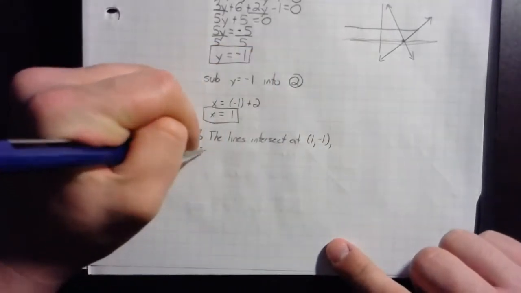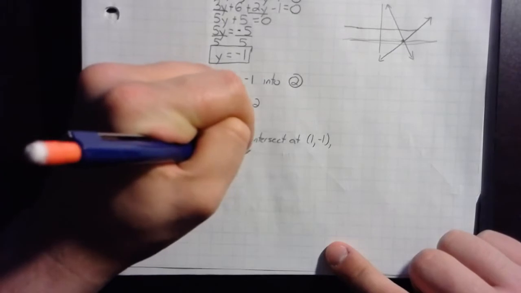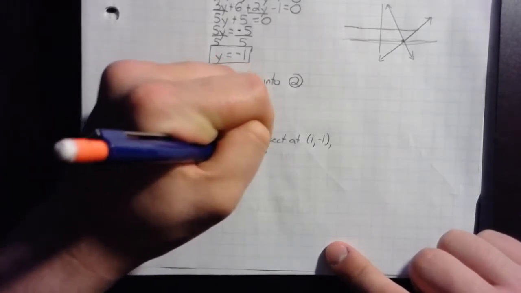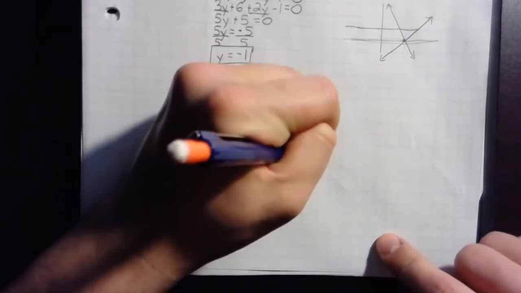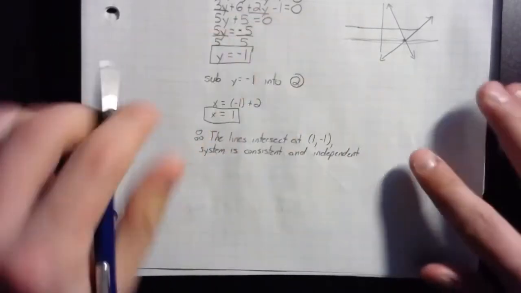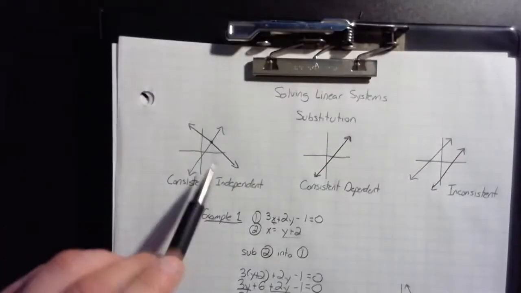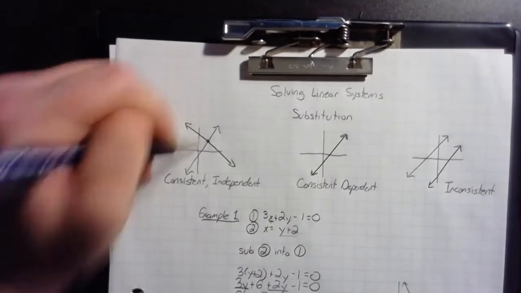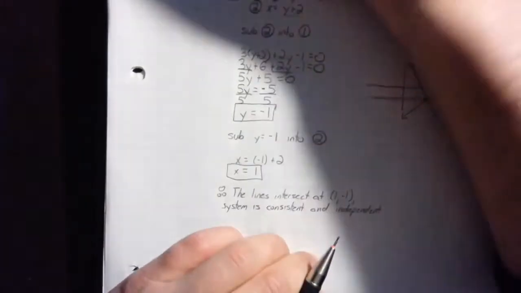I'm going to say the system is consistent and independent. And again, I know that it's consistent and independent because my two lines intersect at one point. Okay, so that's how you solve that system of equations there.